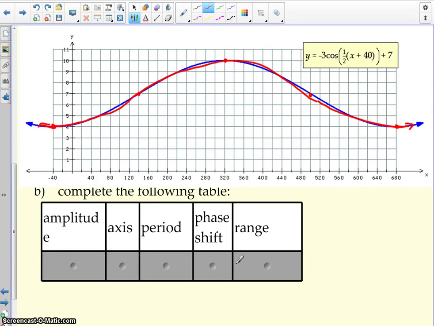Most of these you can answer just by looking at the graph. So for the range, I'll actually start with that one. The lowest value of my graph is 4. The highest value is 10. So my range is all y values between 4 and 10.